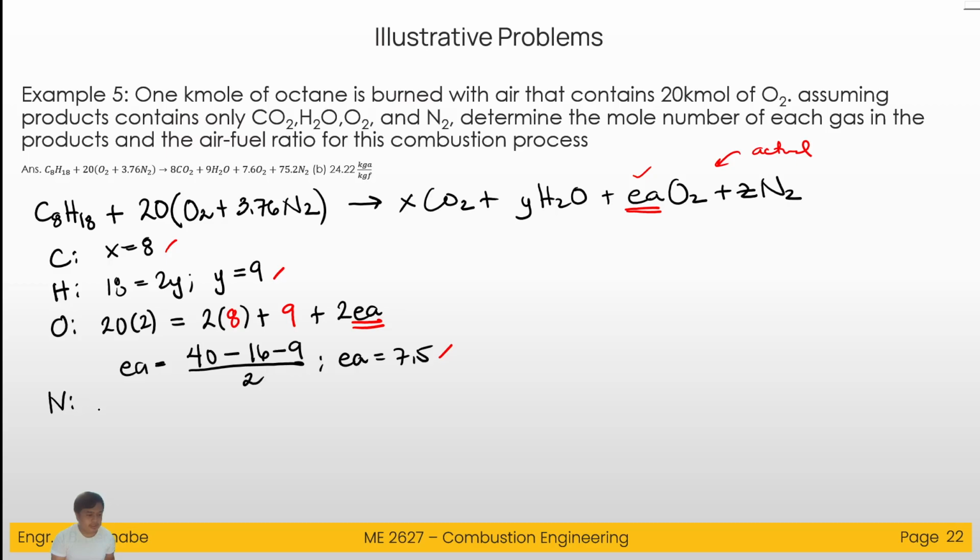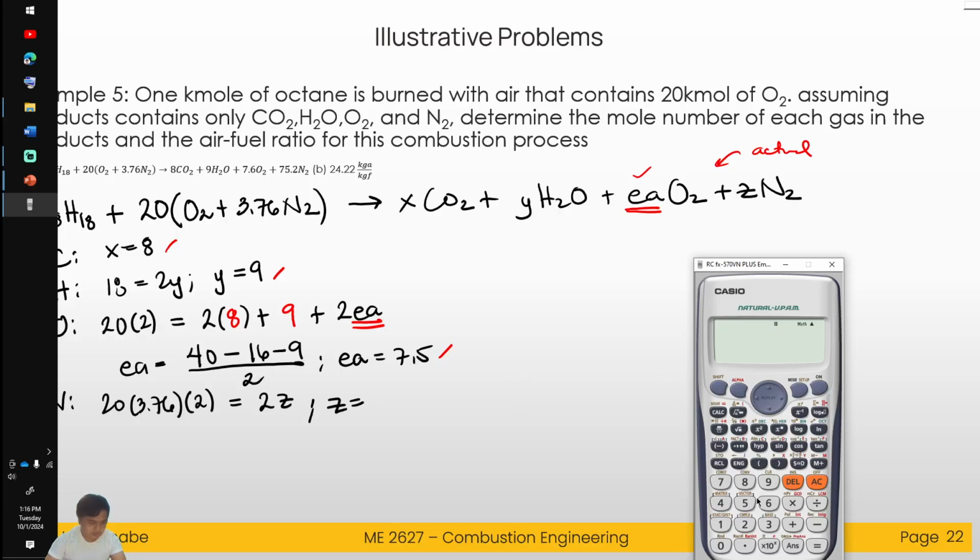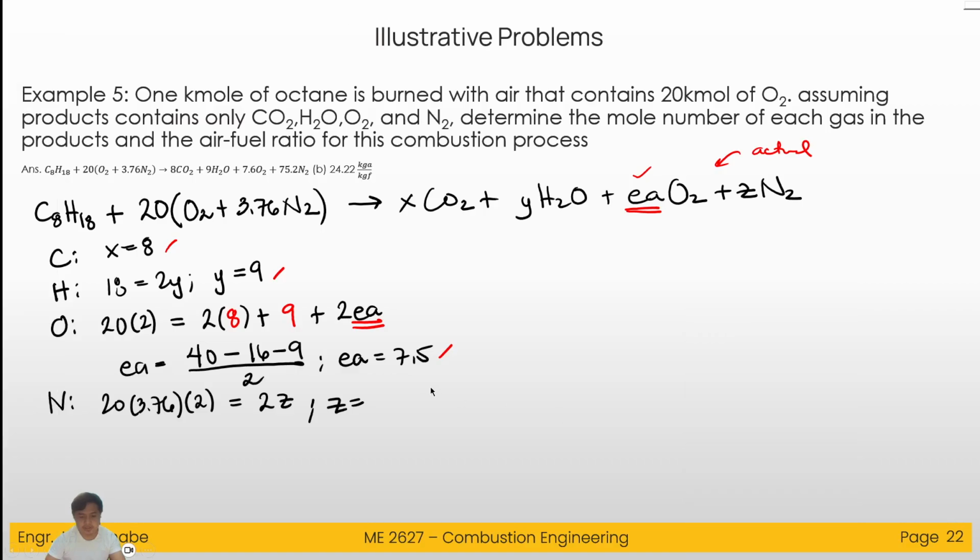And then for the nitrogen, we have 20 times 3.76 times 2. Actually, you can omit the 2 since both sides have the 2. It will just cancel out. But anyways, let me write this down. So this is 2z, so the z here will be equal to 20 times 3.76, so you have 75.2. So we already got the first question answered.